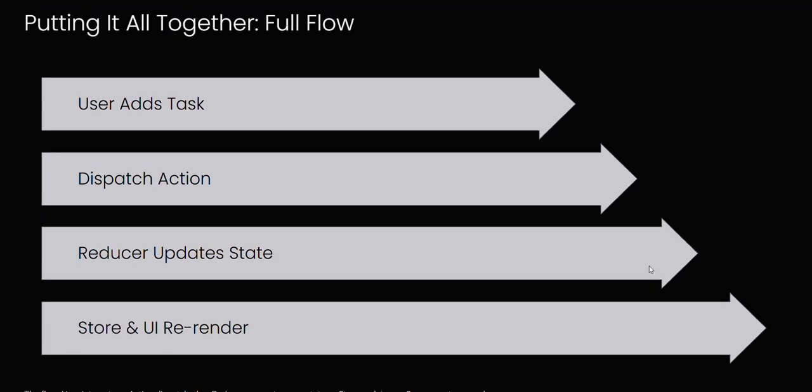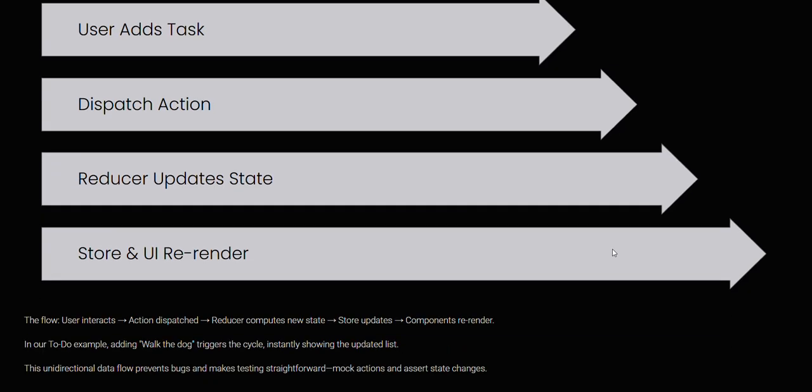Putting it all together, the full flow: user adds a task, dispatches an action, the reducer updates state, the store updates, and the UI re-renders. The flow is: user interacts, action dispatches, reducer computes new state, store updates, components re-render. For example, now that we understand the store, actions and reducers, let's see how the data flows in.